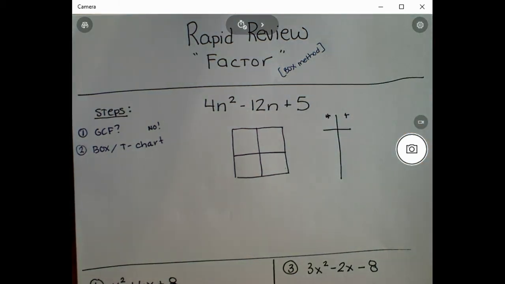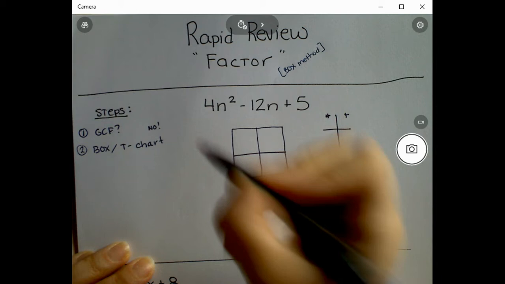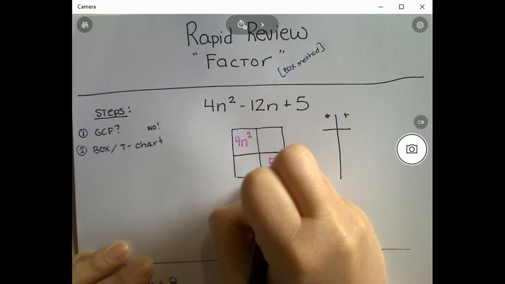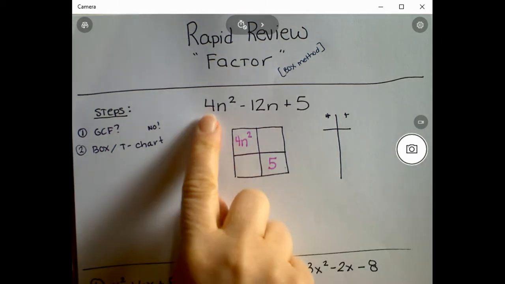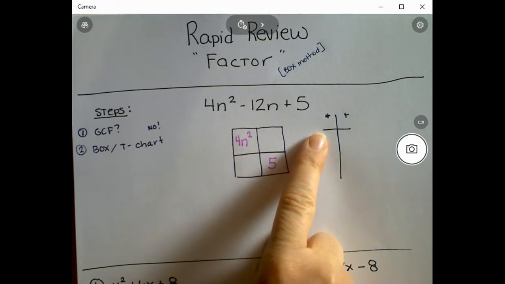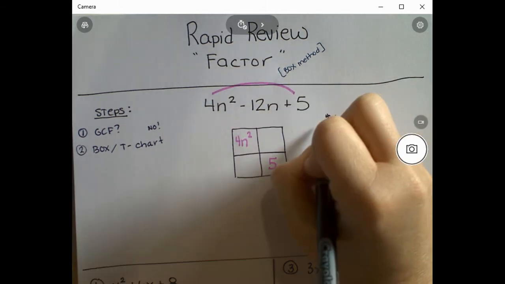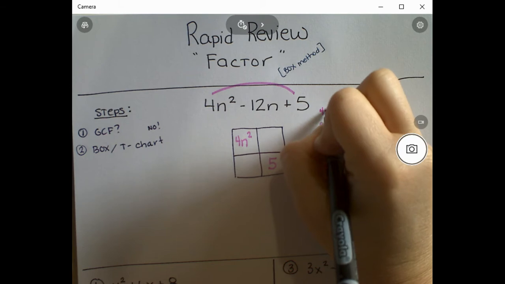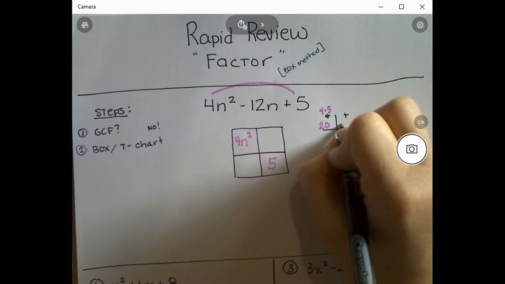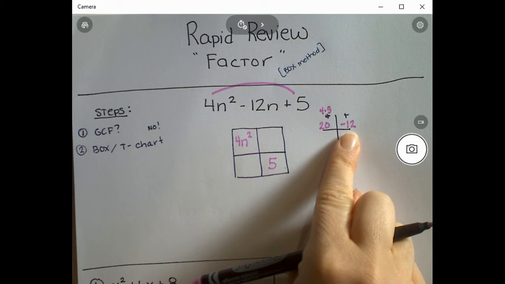All right, so what we're going to do is fill in the numbers in the chart. This one is the first term. This is the last term. Okay, you can see we took them from here and here. They go into our box, and in the chart, this one, 4 times 5 is 20. First term times the last term. This one is the middle number, negative 12. So they need to multiply to equal 20 and add up to negative 12.